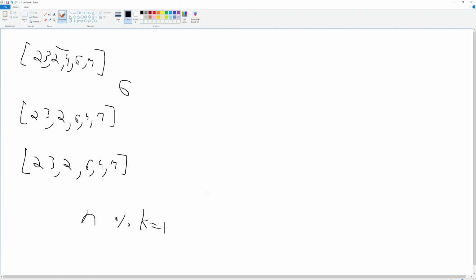So if n mod k equals 1, let's say we have a subarray and we're trying to get even 7, right? We have a subarray, and then to get 7, we would need n to be like 8. So let's just say our numbers are like 2, 2, 4 so far. And if k is 7 here, then this whole sum mod k would be 1, okay?